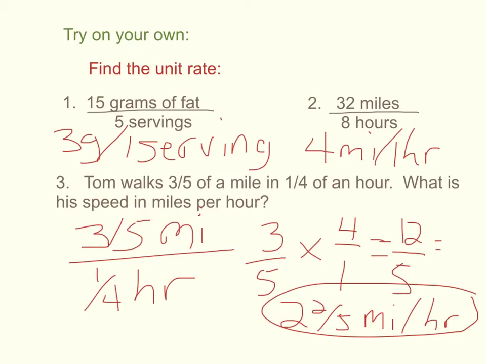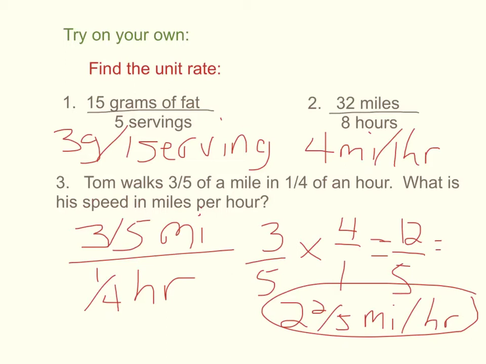For example 2, 32 miles in 8 hours, I divide 32 by 8 and I get 4 miles in 1 hour. For example 3, I needed to set up my ratio first. So I have 3/5 of a mile and 1/4 of an hour. So I put my first quantity 3/5 on top and my second quantity 1/4 of an hour on bottom.